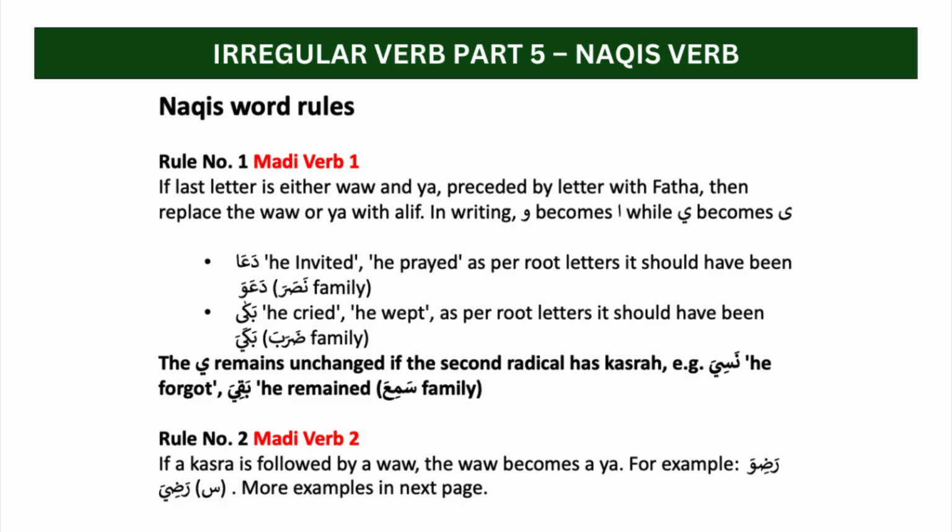A waw after kasra is heavy and less natural on the tongue, so Arabic changes it into ya because ya fits better after kasra. The example given is radiwa becoming radia. The meaning is he was pleased or he became satisfied. So here, the original weak letter was waw, but because it came after kasra, it changed into ya. That is why we say radia, not radiwa.